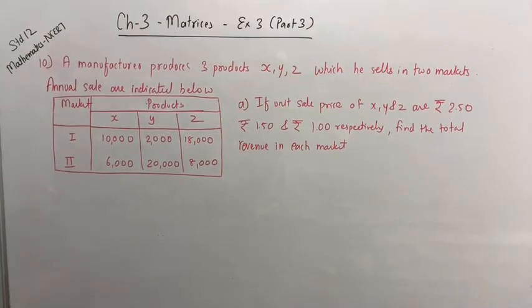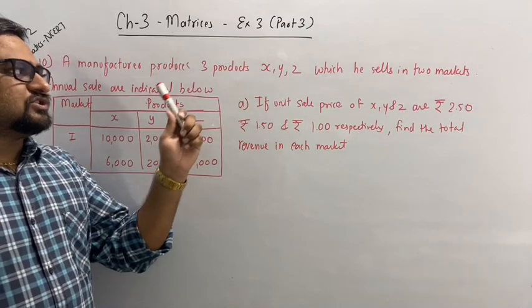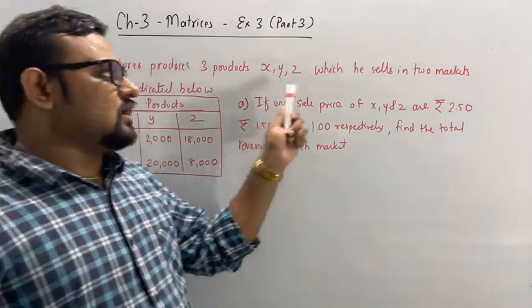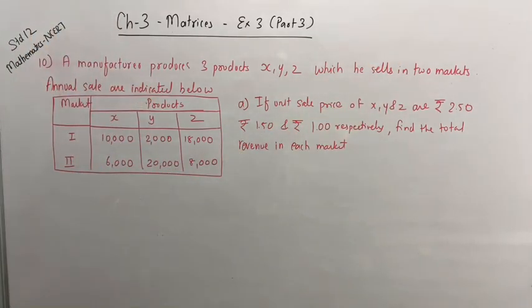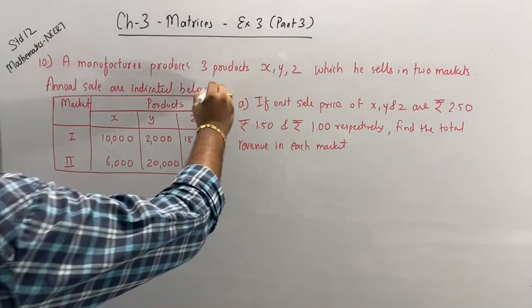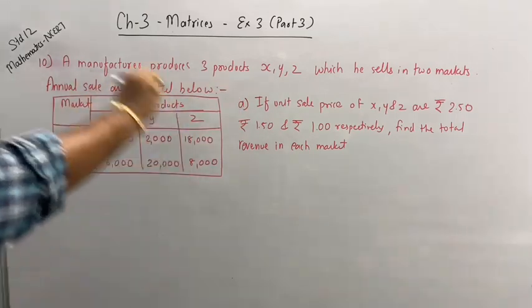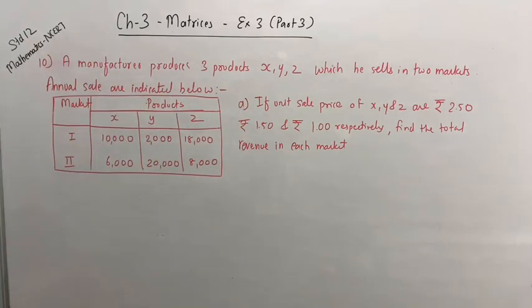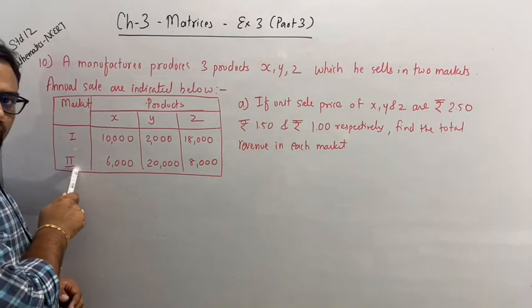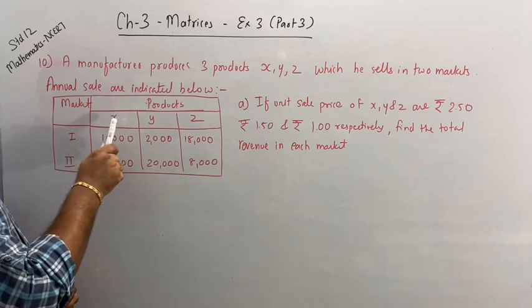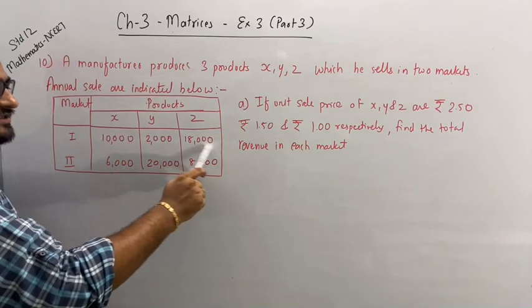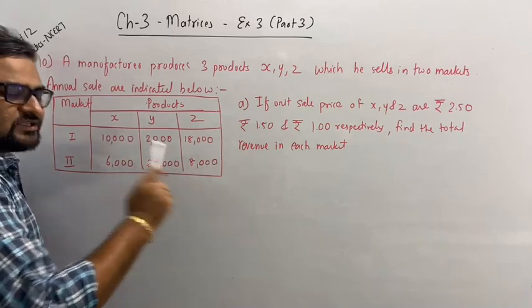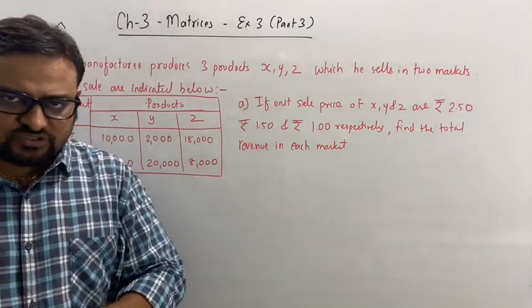Question number 10: a manufacturer produces three products X, Y, Z which he sells in two markets. The annual sales are indicated below. So say there are two markets, one and two. The products sold in market 1 for products X, Y, and Z are these, and for market 2, these are the values. Now there are two sub questions.